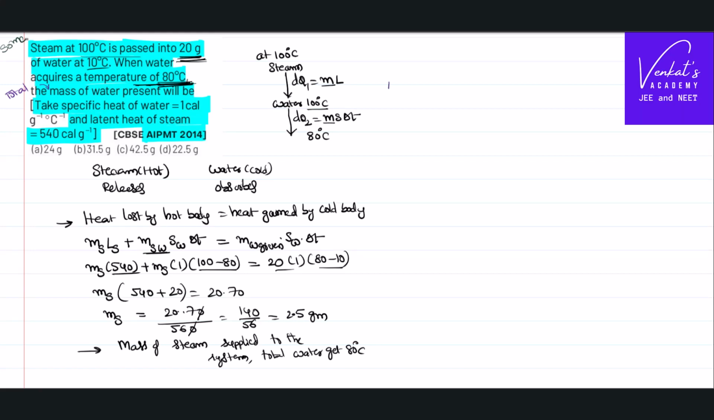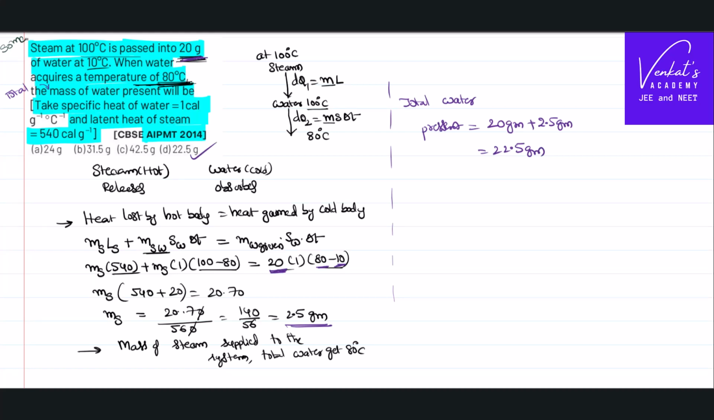But there is already water present, because this water, which is 20 grams, whose temperature is raised from 10 to 80, is still water. At 80, it is water, right? So the total water present is the original 20 grams of water that is available plus 2.5 grams of water because the steam is converted into water. So the total available water is 22.5 grams. That is how we solve the problem.